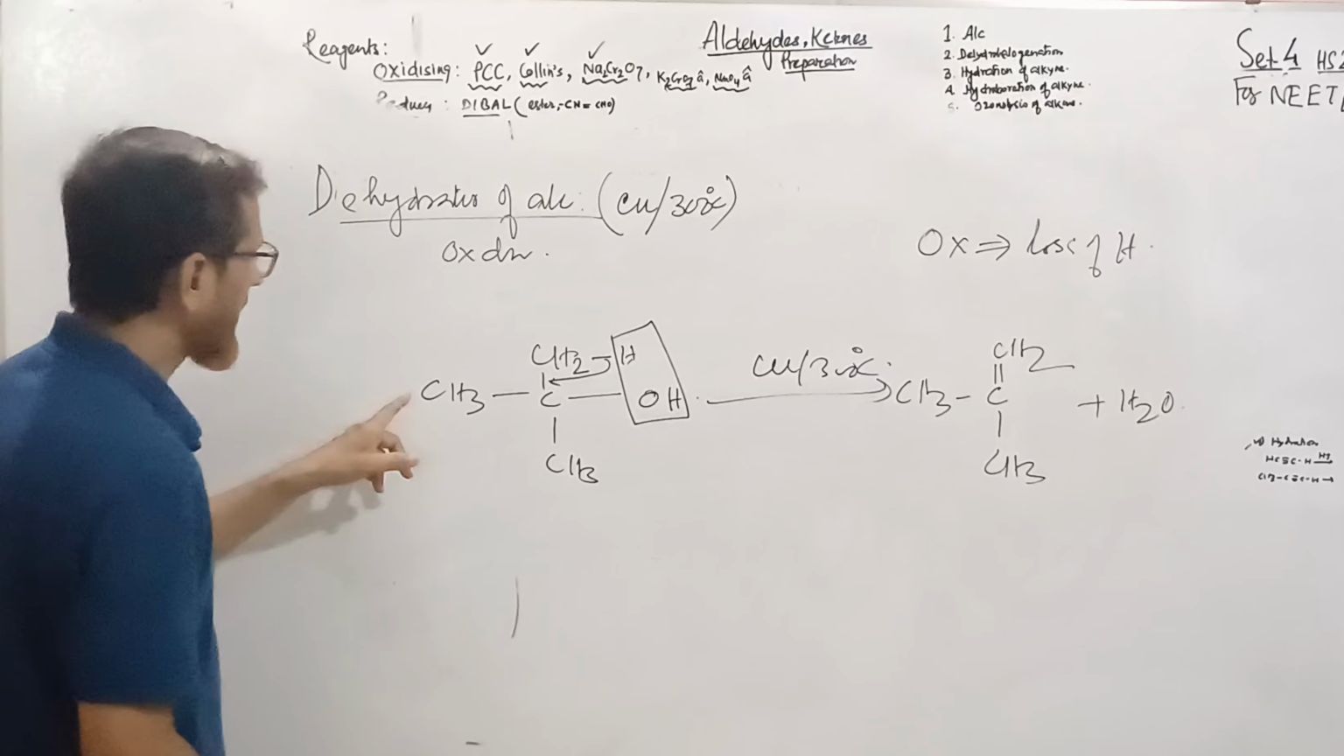The same trick is applied if there is a double bond. If there is a double bond, then this will be alcohol. I will discuss it in another class. Now the last part of today's class is hydration. Now, hydration of what? Alkyne. That is hydration of alkyne.